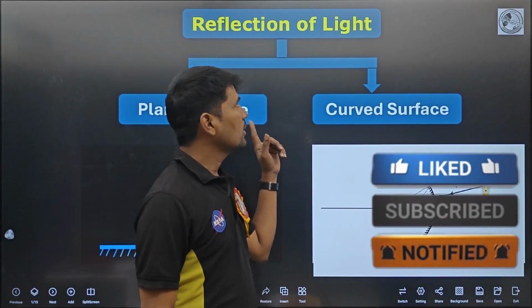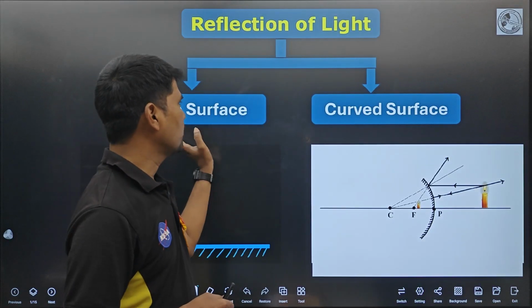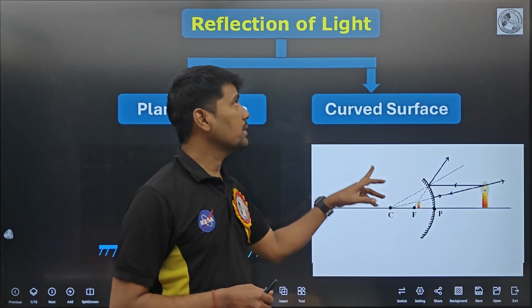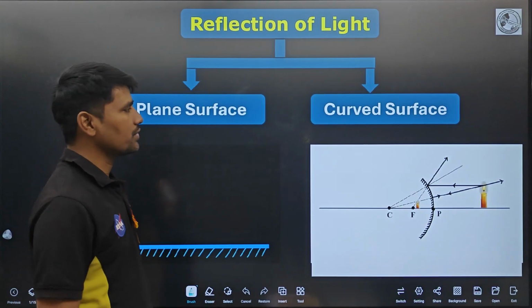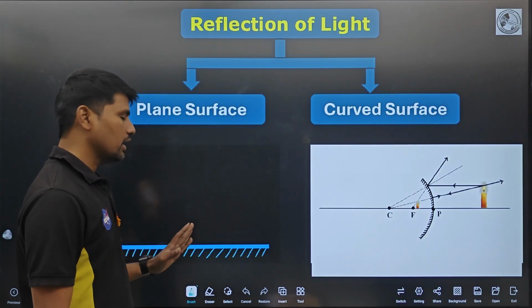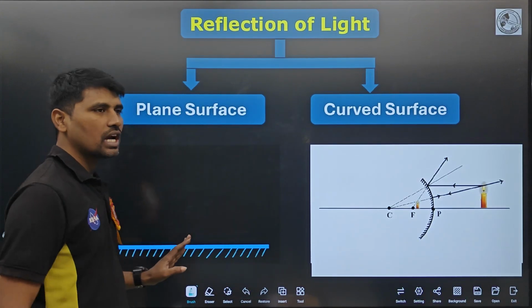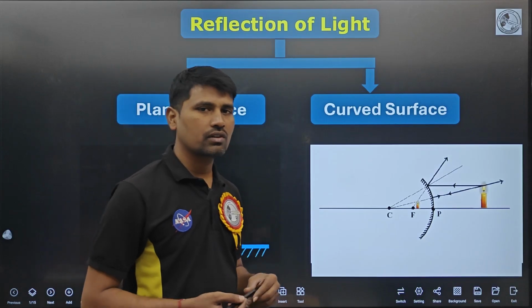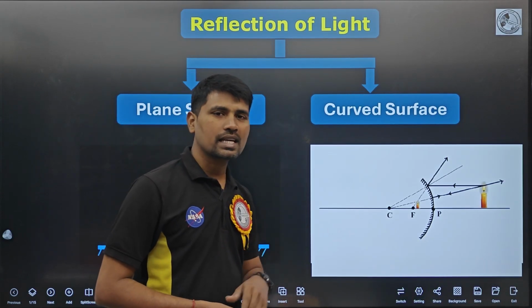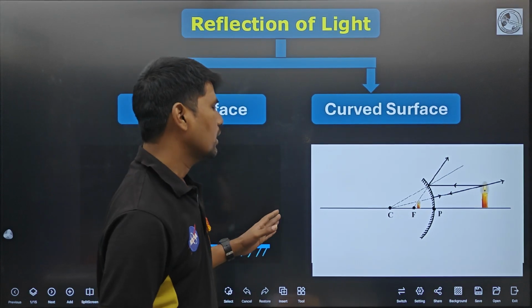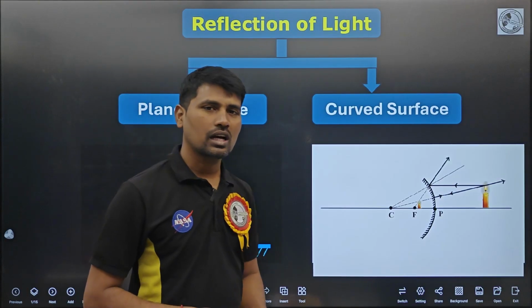Today our topic is reflection of light: plane surfaces and curved surfaces. In both cases, reflection takes place. Do you have an idea about plane surfaces? That is only our plane mirror. Every day we see our face in the plane mirror. Curved surfaces mean bike side mirrors and car side mirrors. Those are called curved surfaces, convex mirror and concave mirror, right?